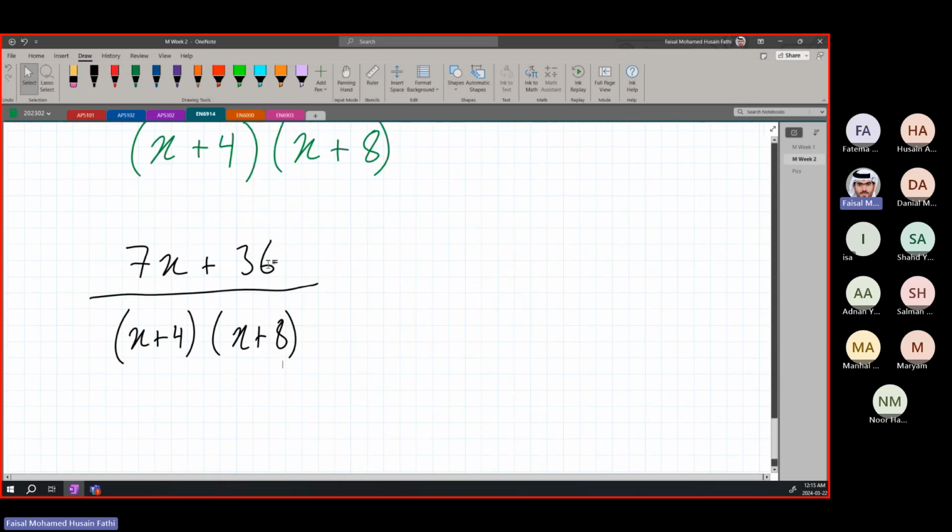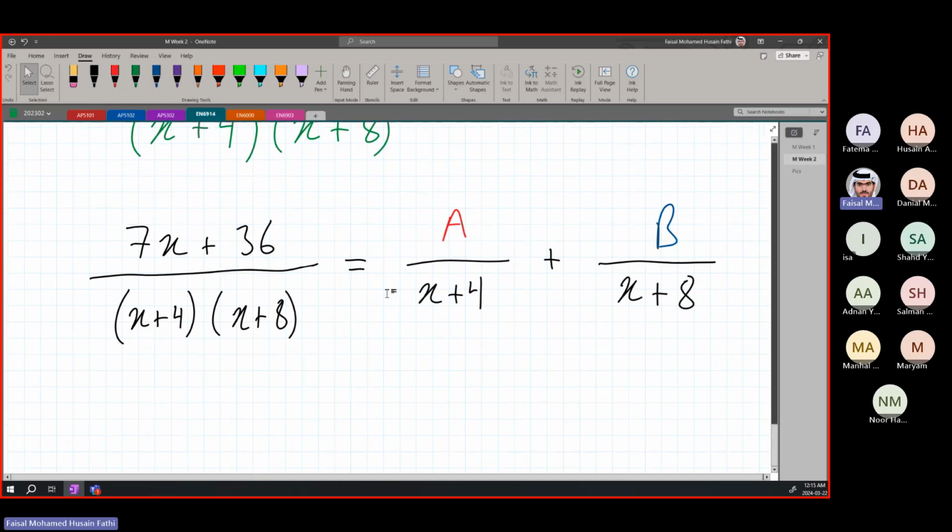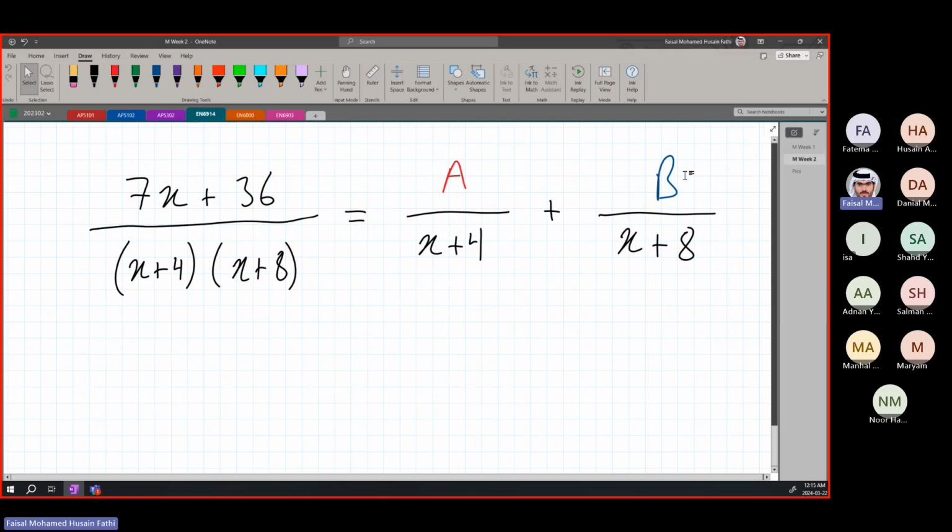So what is the rule for linear factors? We're going to equalize this into A over the first factor, which is x plus 4, plus B over the second factor, which is x plus 8. Okay? So we have A and we have B. All right? Now we want to find A and B.